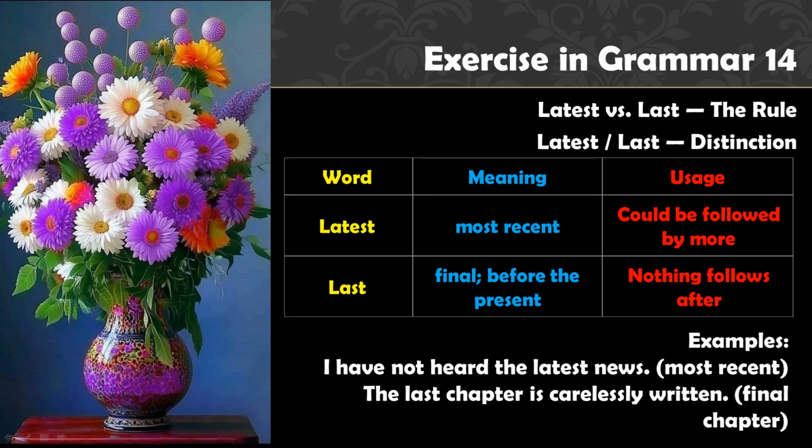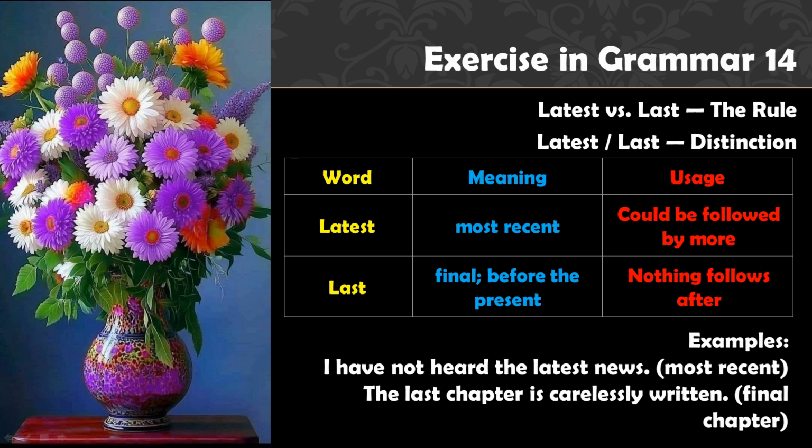Got it? And now last. Last means final or the one after which nothing comes. It is related to ending or final position in a series. For example, the last chapter is carelessly written. It means the final chapter. So, let's remember it again. Latest shows the newest update, and last means the final one. That's the difference between latest and last.